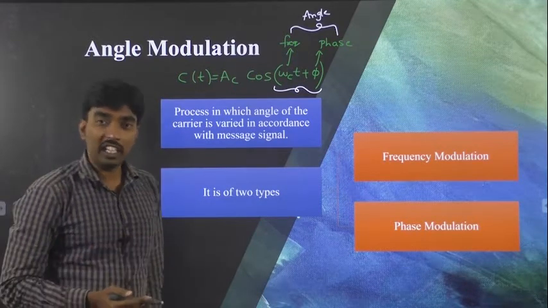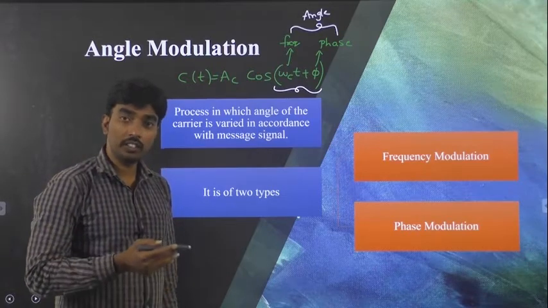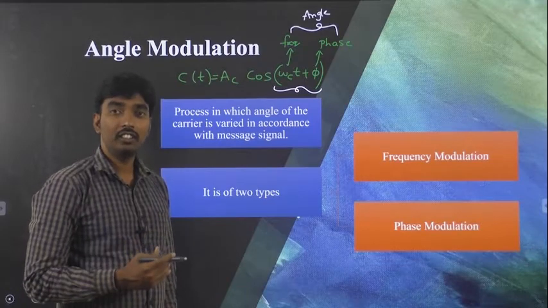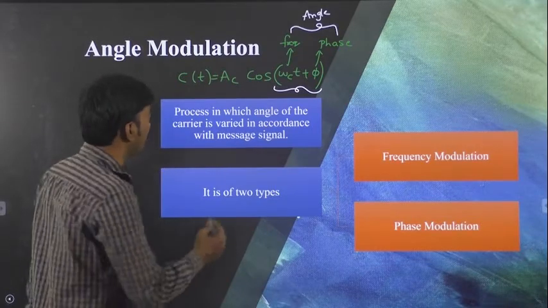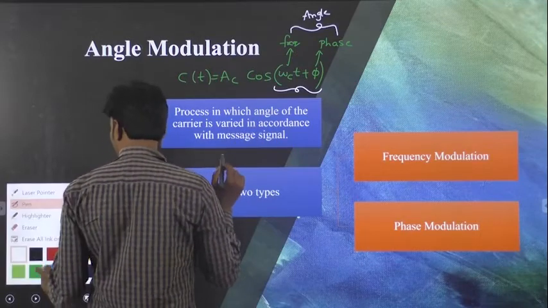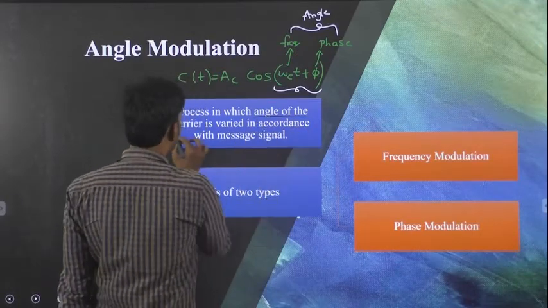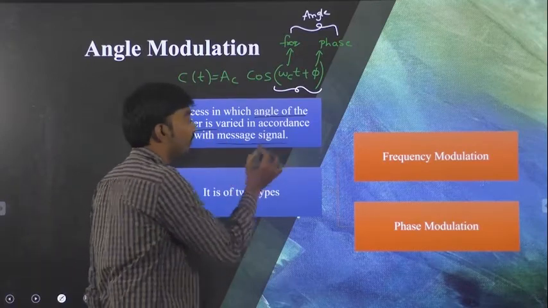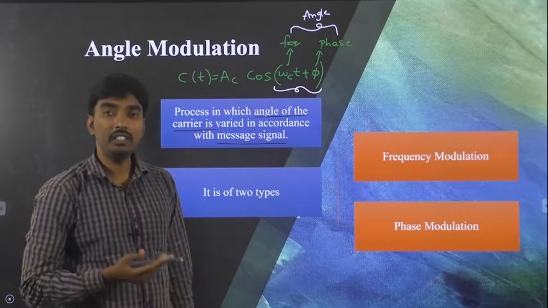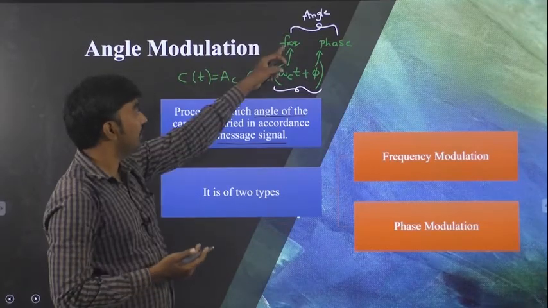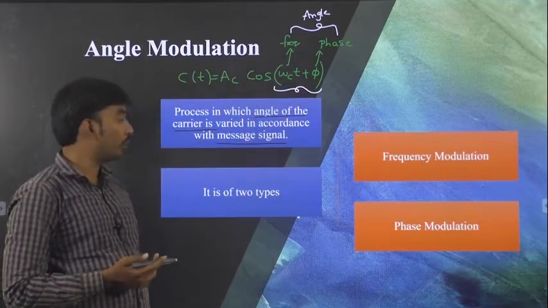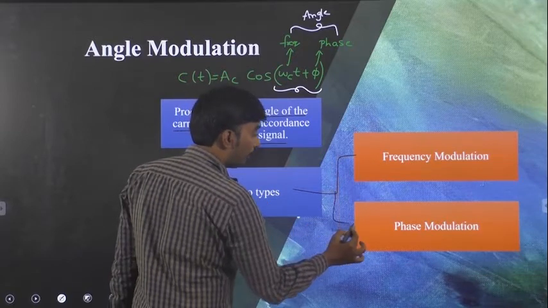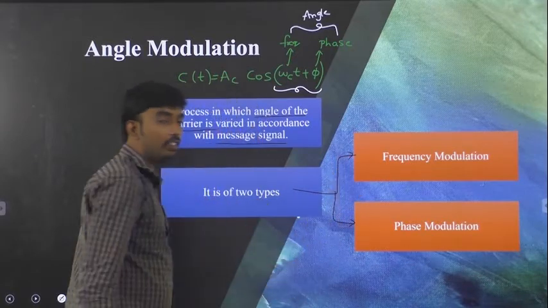And now you can define angle modulation as the process of changing the angle of the carrier with respect to the message signal. Angle means either frequency or phase. Now that's what we have seen. This is of two types basically: one is frequency modulation and another one is phase modulation.